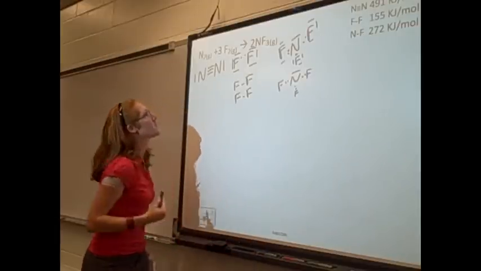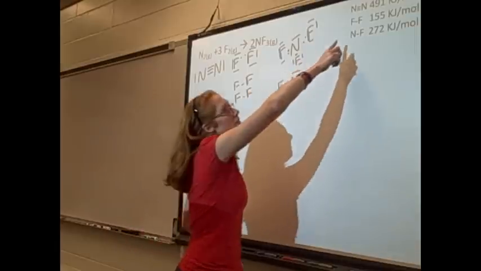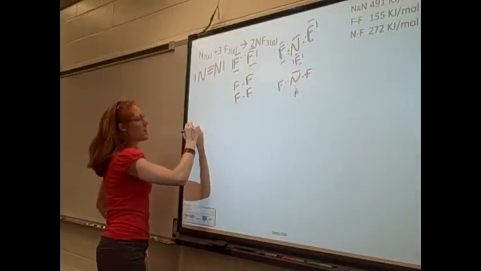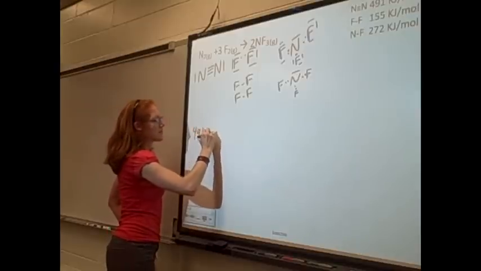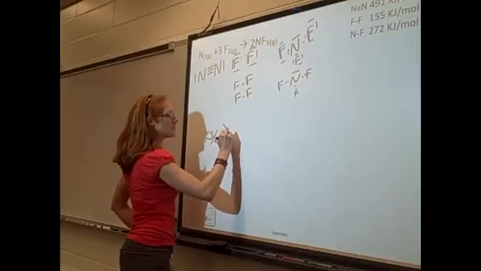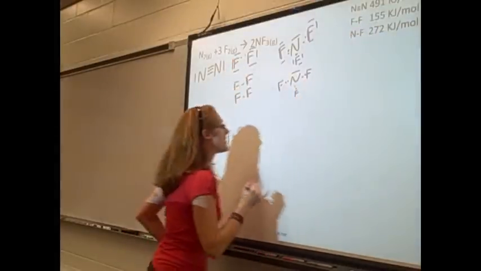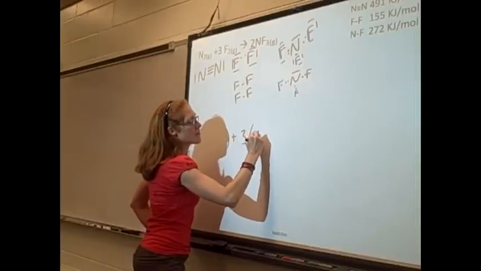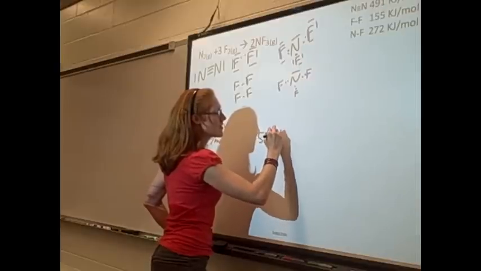So what I'm going to do, first I'll see how much energy I put in. I'm going to put in enough energy to break this nitrogen triple bond that I took off my table from the previous slide, 491 kilojoules per mole. And I'm adding to that 3 times the amount it takes to break 1 fluorine bond. I'm doing it 3 times, so I'm breaking apart 3 moles of these, 155 kilojoules per mole.